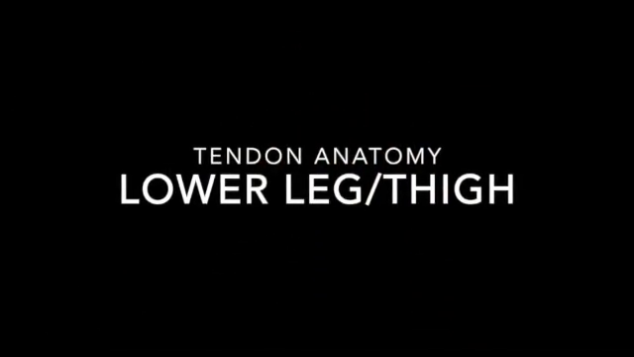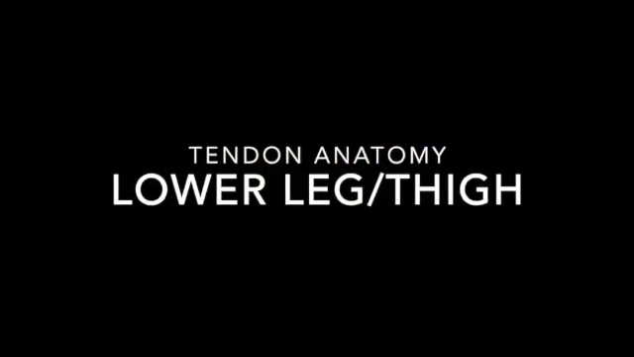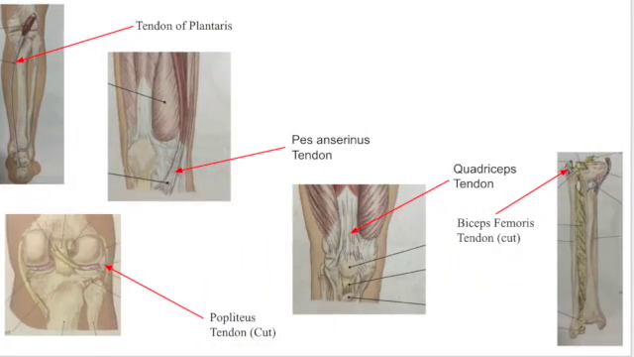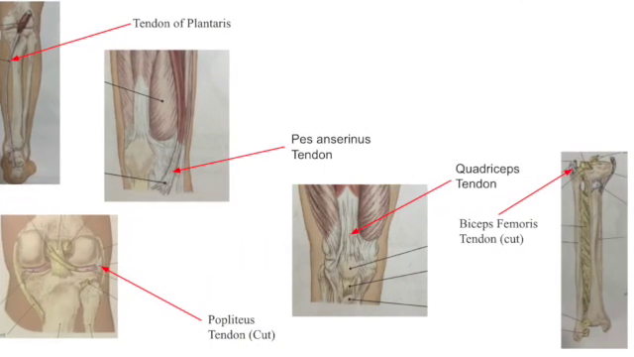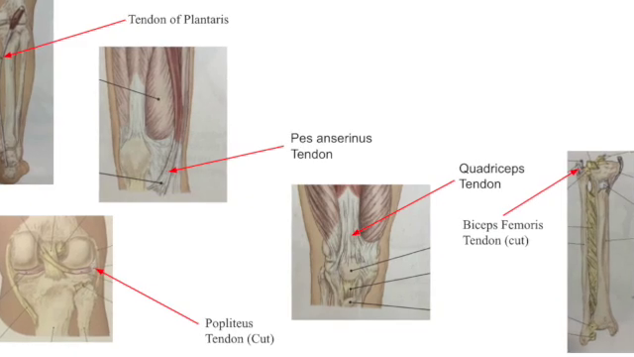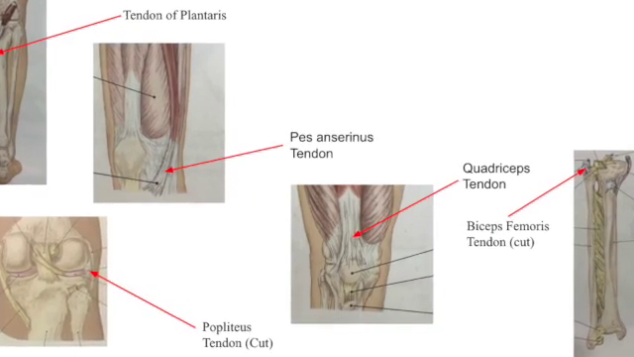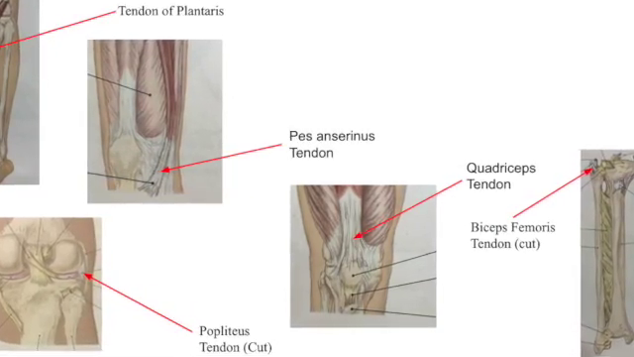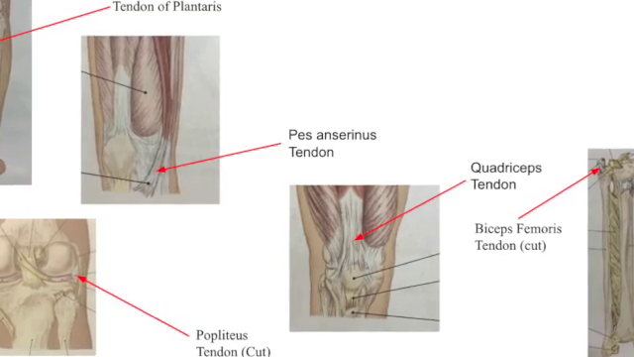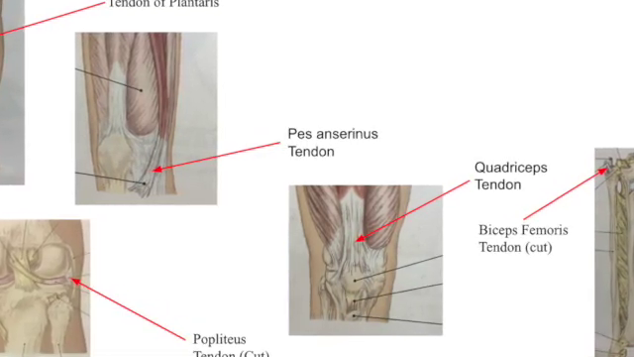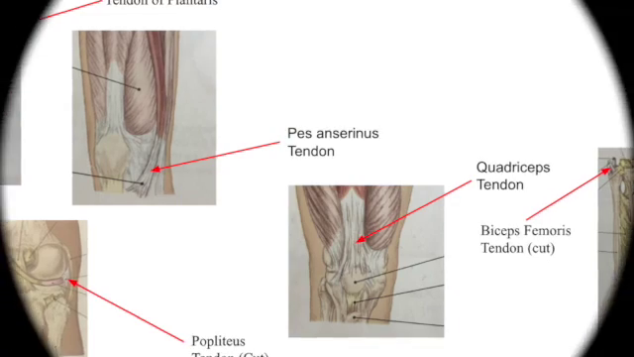Finally, we have the tendons of the knee. Tendons attach muscles to bone. The tendons include the quadriceps tendon, the popliteus tendon, the plantaris tendon, and the biceps femoris tendon. And finally, the pes anserine tendon. The pes anserine tendon is made up of tendons from the muscles of the sartorius, gracilis, and the semitendinosus.